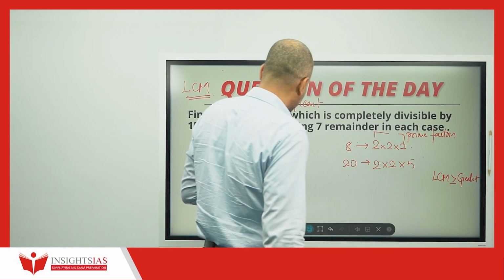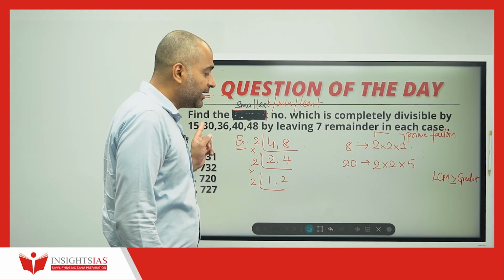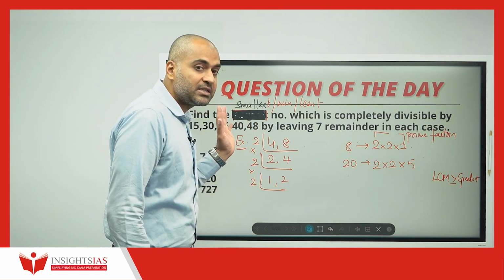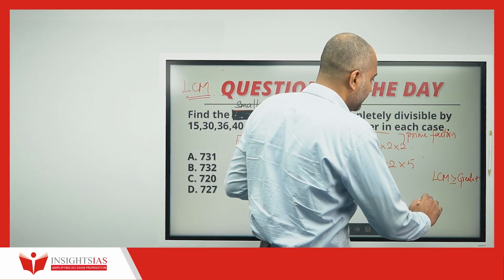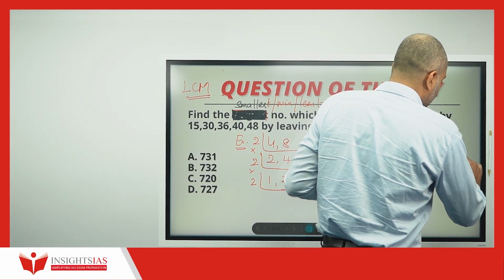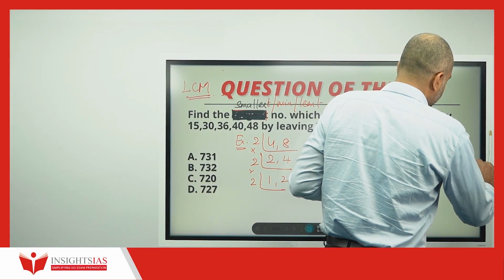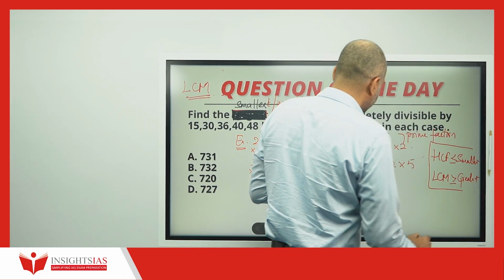Whatever the largest number here is, the LCM has to be equal to that largest number or else greater than that largest number. And similarly, HCF has to be always less than or equal to the smallest number. Okay, keep this in mind.